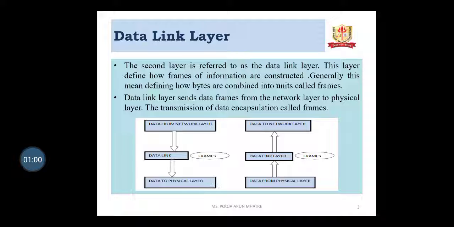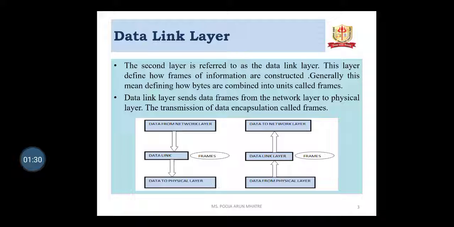So the data link layer sends a data frame from the network layer to the physical layer at the sender side. The data link layer receives the services from the network layer and provides the services to the physical layer at the sender side. And at the receiving side, the data link layer receives the services from the physical layer and provides the services to the network layer.